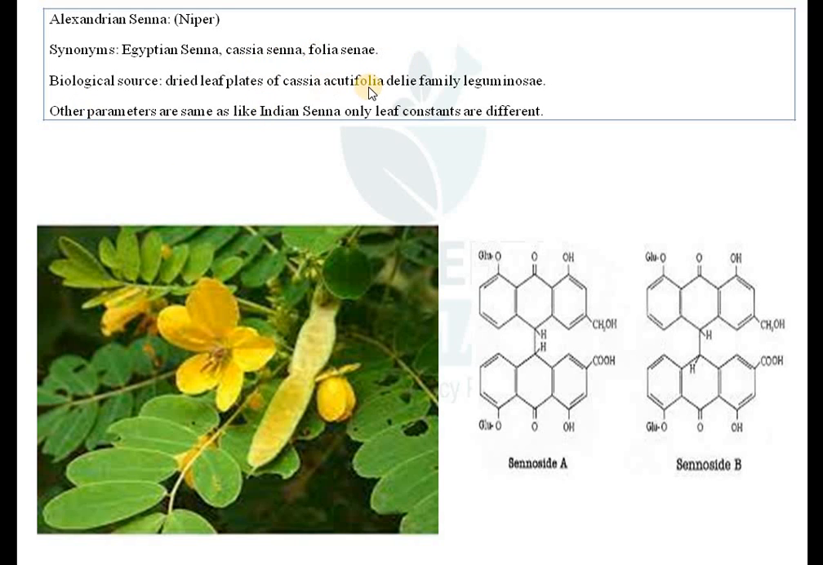Okay, so it is a dried leaf of Cassia acutifolia, family Leguminosae. Rest of the things are similar to the Cassia. So this is the senna plant, you must have seen it in many places around you. Okay, so now what is meant by dianthrone, and you can see here the structures.